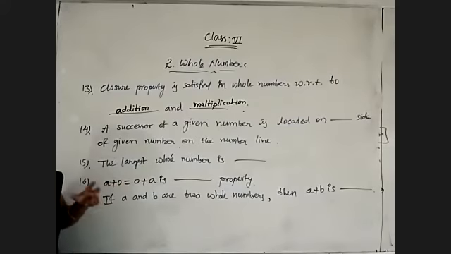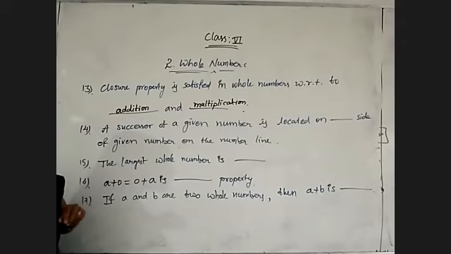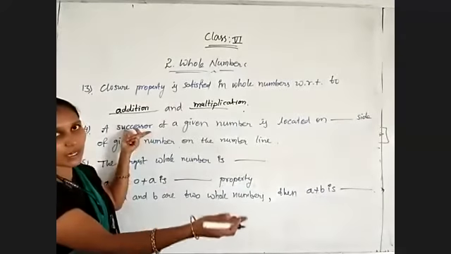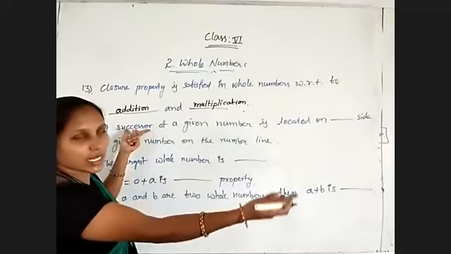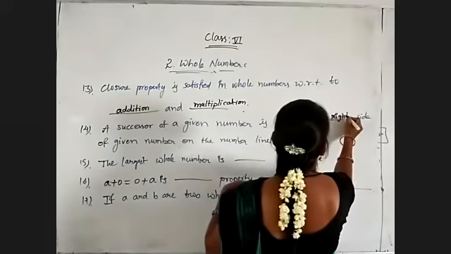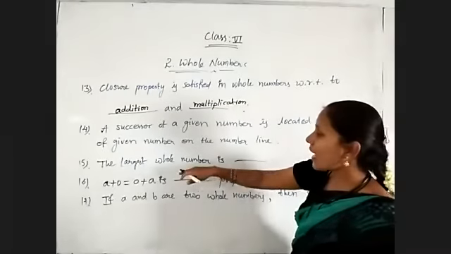A successor of a given number is located on the side of a given number on the number line. Successor in the sense greater number. So I told you, greater numbers always lie on which side on the number line? Right side. Lesser numbers always lie on the left side. So here the answer: successor in the sense greater number, plus 1 we are doing, so next number, in the sense right side. Predecessor on left side.